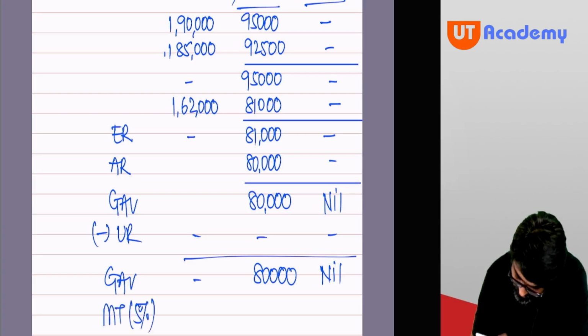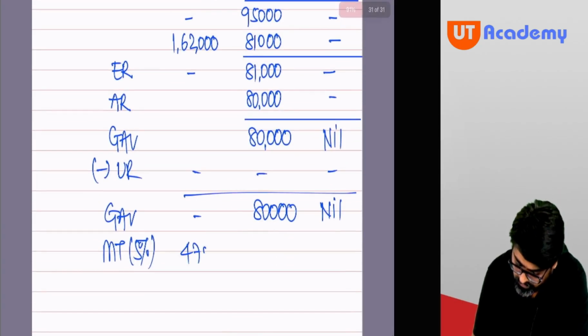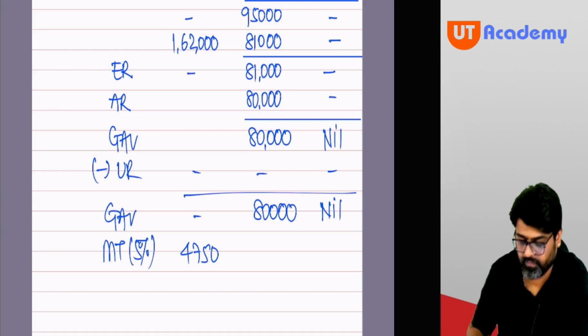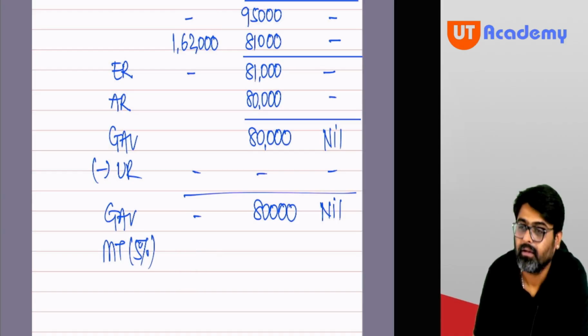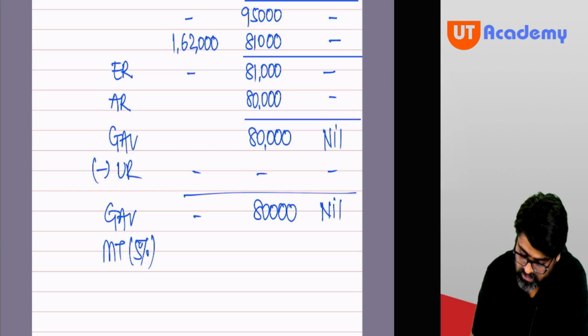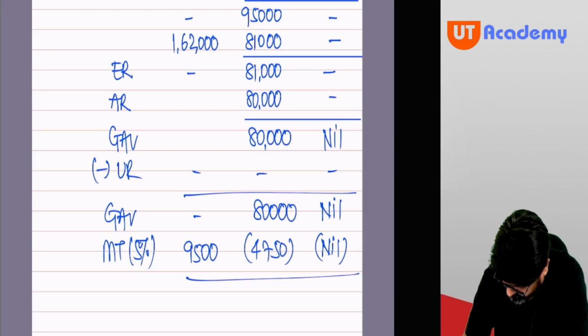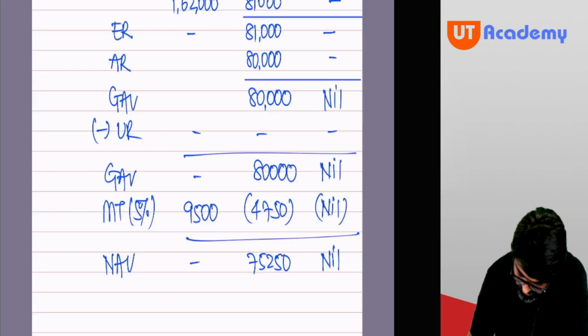Municipal tax is 5%. 5% of 1,90,000. 4,750. Half of that. You calculated half only. 5%, tell me. 5% of 1,90,000, how much? 9,500. Half of that, 4,750. And here it will be nil. Calculate NAV. That's 75,250. This will be nil.